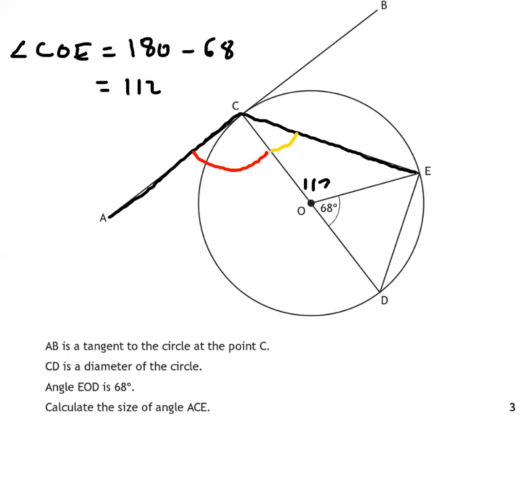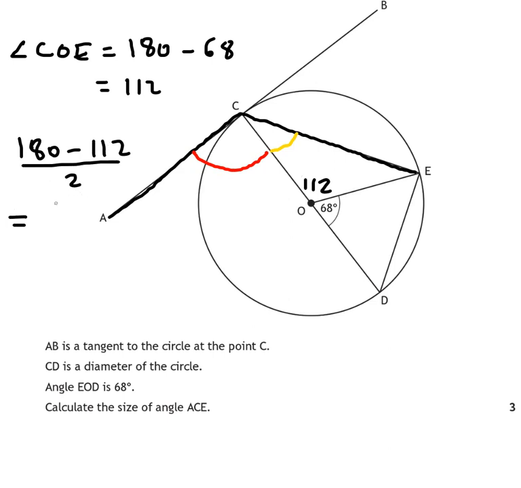So this is 112. And then we've got an isosceles triangle in the circle, because these are both radii of the circle. So they have equal length, and that makes this triangle isosceles. So this angle is the same as this angle, and we just find those by doing 180 minus 112 divided by 2.